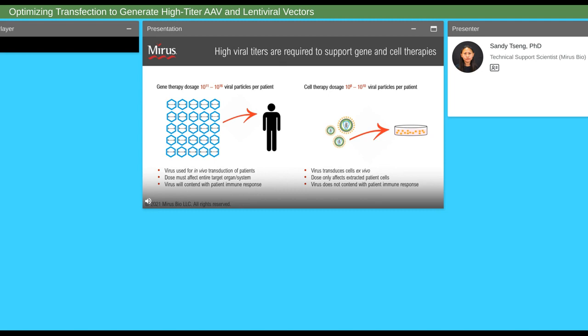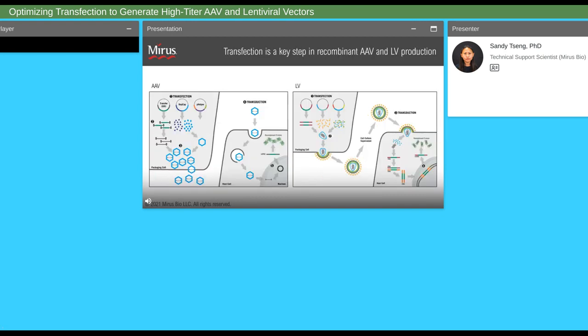And it's much higher because the vector is administered directly to the patient for transduction of affected tissues, and the virus may have to contend with clearance from the body. So it goes without saying, maximizing production of these vectors is desirable to support these therapies and make them affordable at scale. And the transfection step of AAV and lentivirus manufacture is a critical point to achieve this.